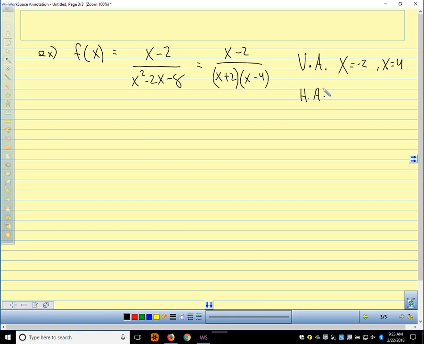y equals 0. And the reason for that is that as x gets really, really big, this x squared is going to make the denominator bigger than the numerator. So we keep dividing by a bigger and bigger number. When you divide a number by a bigger and bigger number, it gets smaller and smaller. So as x gets really big, our function gets closer and closer to 0.